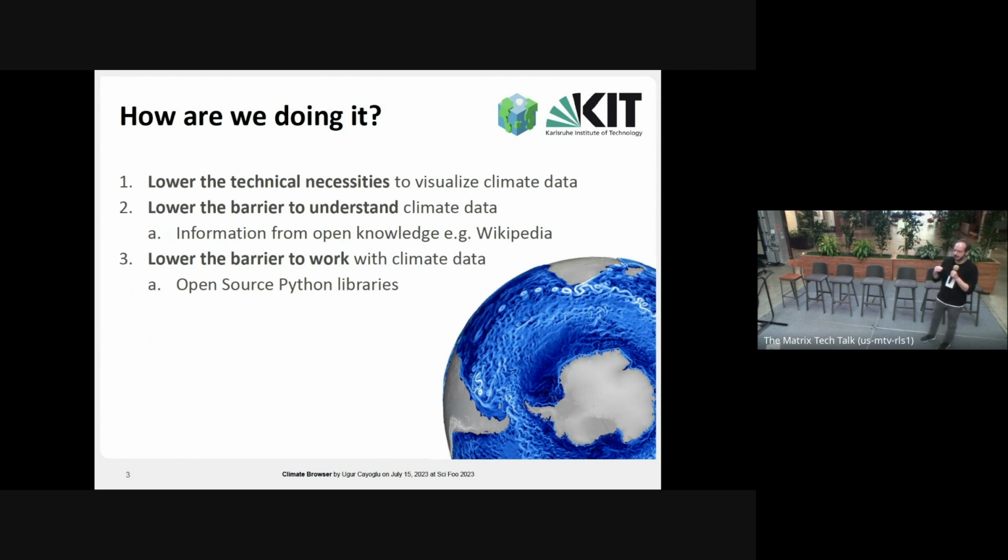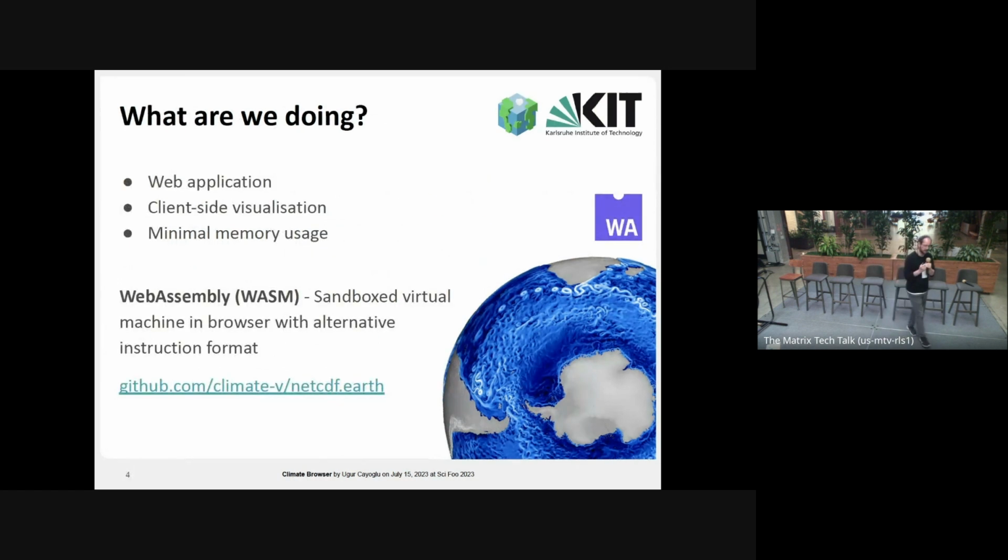Even nowadays, scientists in our institute have problems with accessing the data sets or the data being generated by these climate models, because they need to download this, they need to access and process these data sets either on their laptop or on their high-performance computing system. And what we do, on the next slide, is we developed a web application which actually allows you to work with huge amounts, with big data sets in your browser.